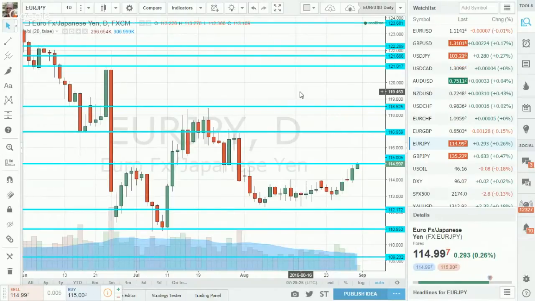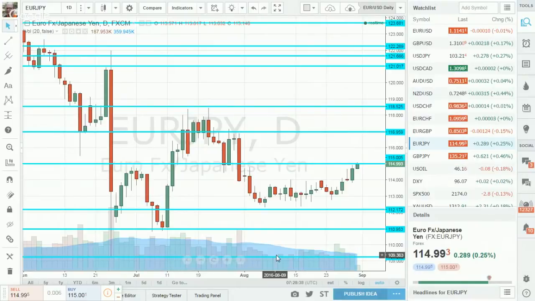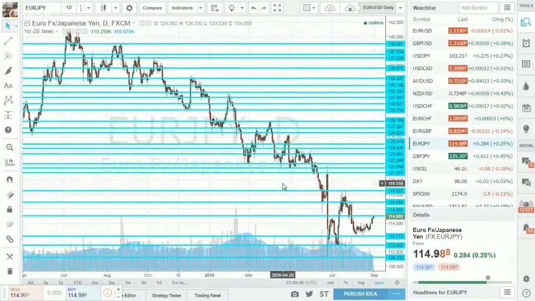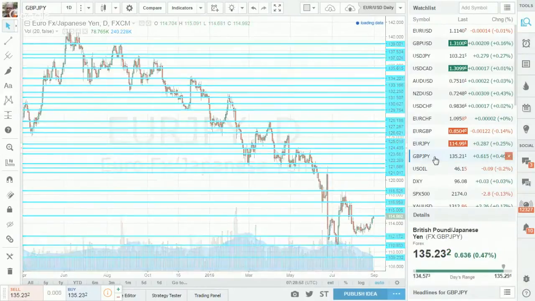To the downside, we have 112.20, which proved itself quite well during the month of August, and 111. Further support here at 109.20, but this is more of a swing low. The bigger picture is, of course, decline. The euro was a temporary safe haven currency, but not anymore for a long time. And the yen is the ultimate safe haven currency.